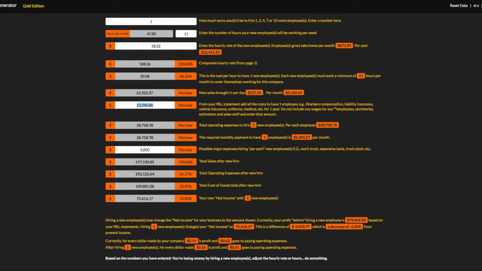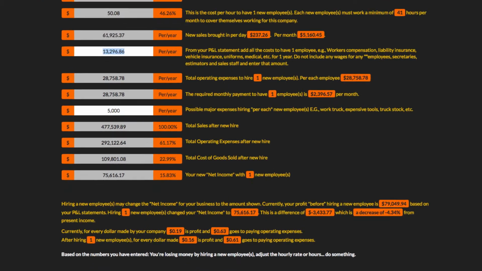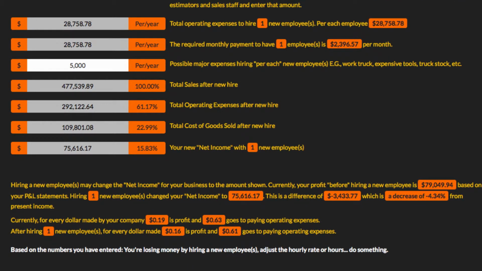This sentence will change based on however many employees you hire, the hours they work per week, the amount of money you pay them per hour, possible major expenses, or the overhead per employee. In this scenario, the hours per week you enter will determine how much profit is acceptable for your company. The amount of profit you make is up to you to decide. As you can see in the sentence, our previous income was $79,000, and now we're losing $3,400 net income by hiring this new employee, a decrease of 4.33% from our present income.